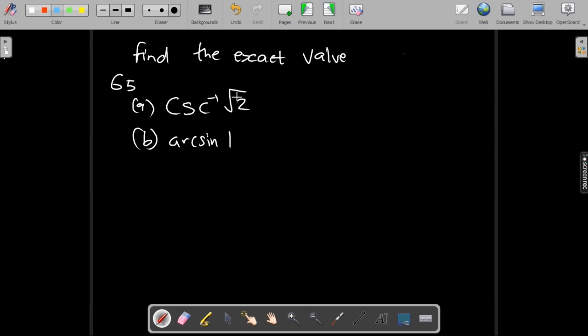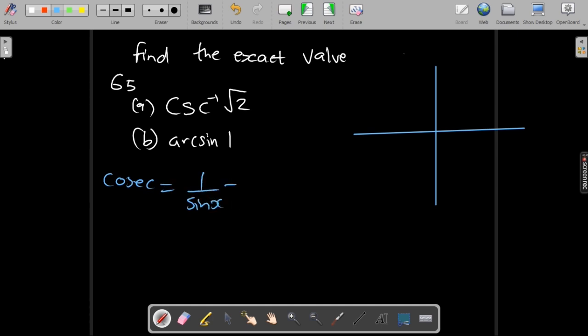The first one basically asks, where is cosec equal to square root of 2? So we're going to consult our unit circle diagram, remembering that cosec is the reciprocal of sine. So in other words, sine is y over r, and its reciprocal will be r over y, basically.